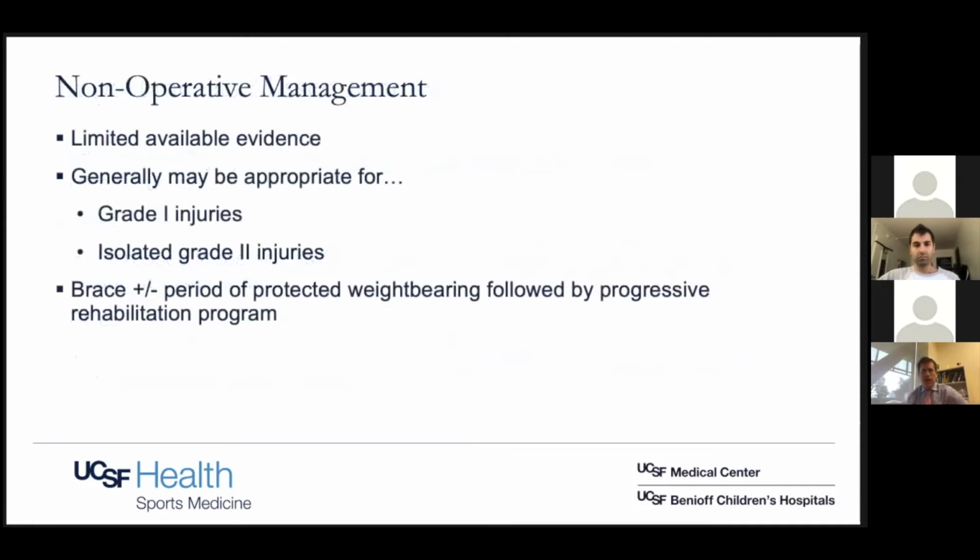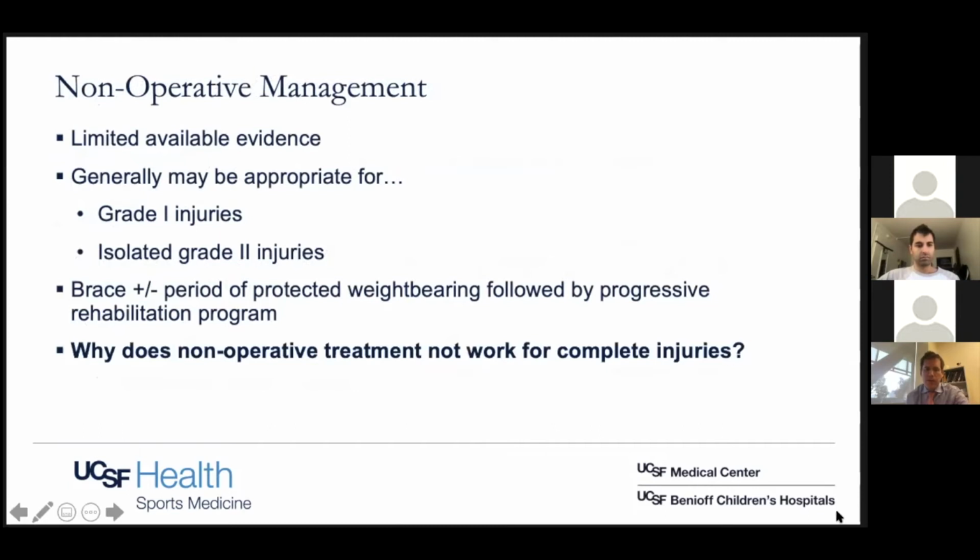All right. Non-operative management with posterolateral corner injuries is generally maybe appropriate for grade 1 injuries, isolated grade 2 injuries. This will be a brace plus or minus a period of protected weight bearing 2 to 4 weeks, followed by progressive rehabilitation. And does anybody have a thought for why non-operative treatment is not as successful for the lateral side versus on the medial side? We can often get that MCL to heal.